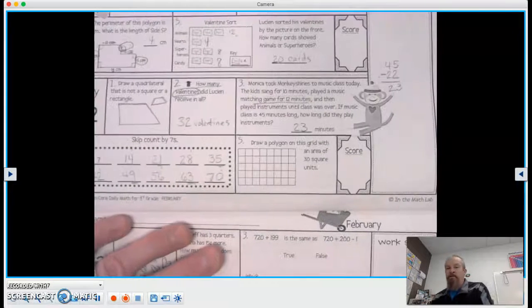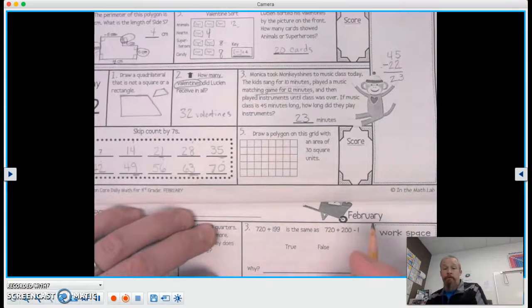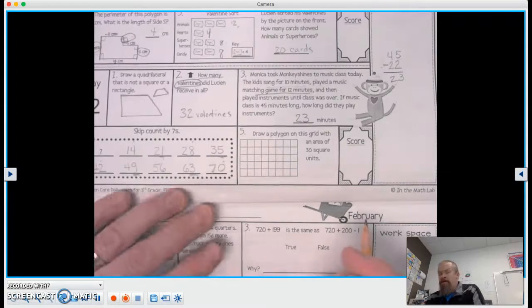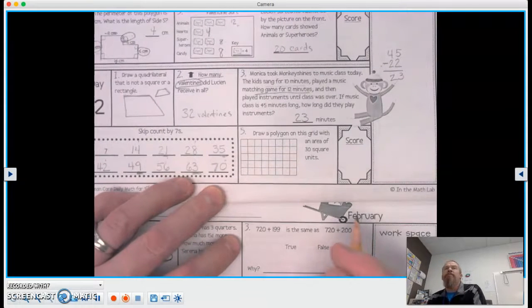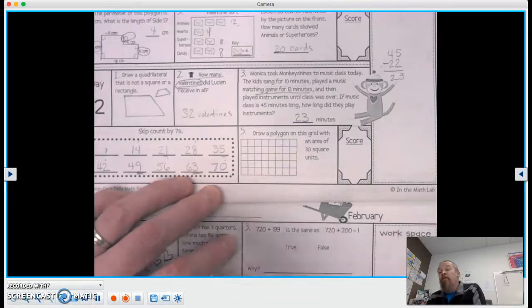All right, here we go. Draw a polygon on this grid with an area of 30 square units. Well, I'm going to think of a 6 times 5. So I'm going to have 6 on one side, 5 on another. Because if I do that, or 5 by 6, that would be 30, because 5 times 6 is 30.